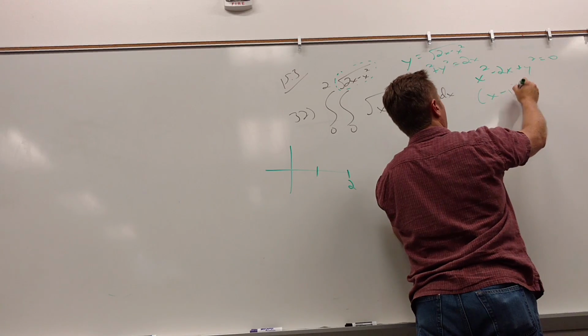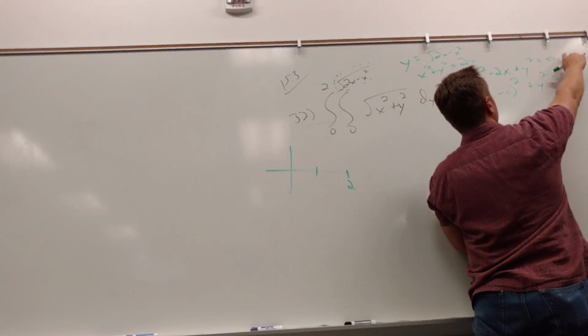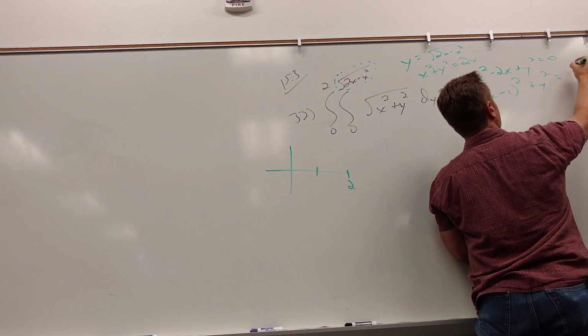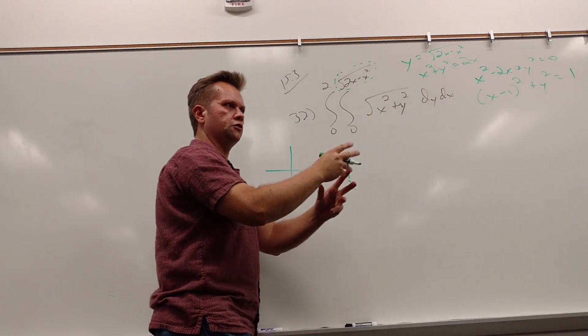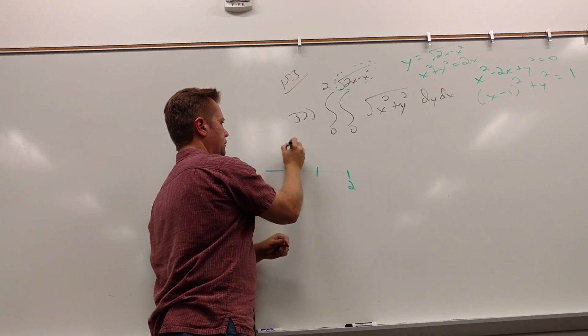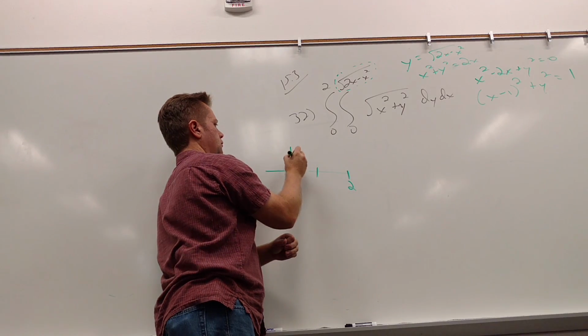So then you can complete the square here, right? Yep. So I had to add 1 to make this work. So its center is at 1, 0. That's cool to know. So I know this is the center. And at 1, where is this?